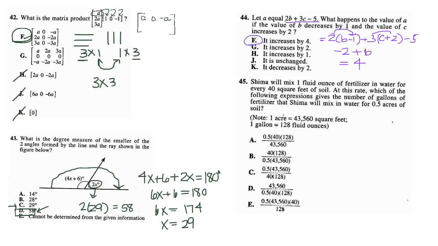For number 45, Shmia, I suppose, will mix 1 fluid ounce of fertilizer in water for every 40 square feet of soil. So we can go ahead and set up one proportion, and we're just going to do a lot of conversions here. And notice from the answer choices, they did not multiply out any of this, so I probably would not either. So I know starting out I have 1 ounce. So we're going to do 1 ounce per 40 square feet.